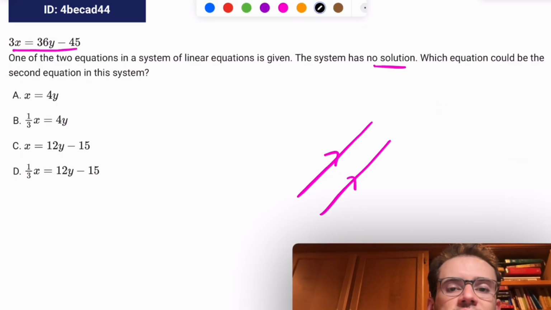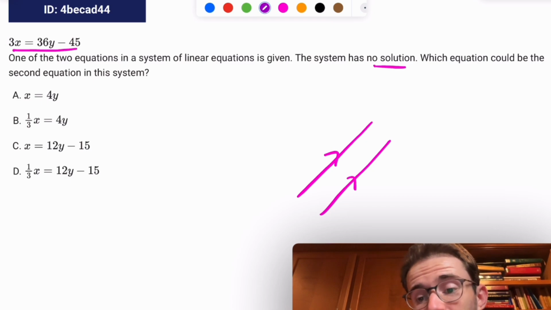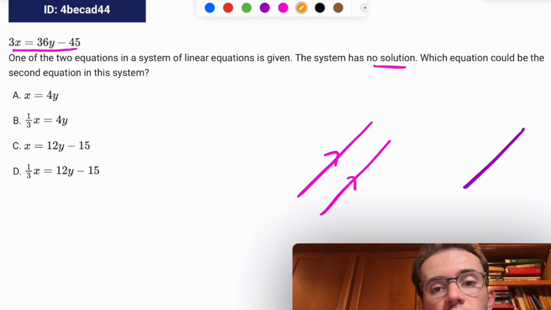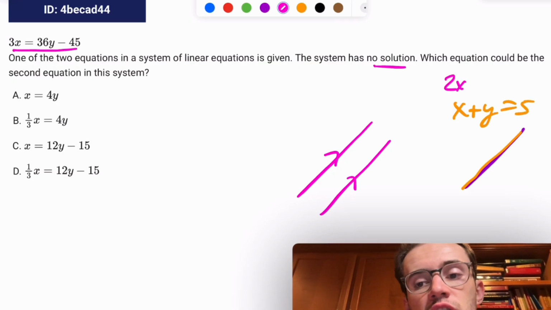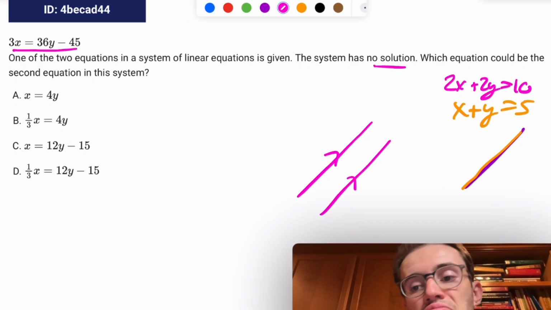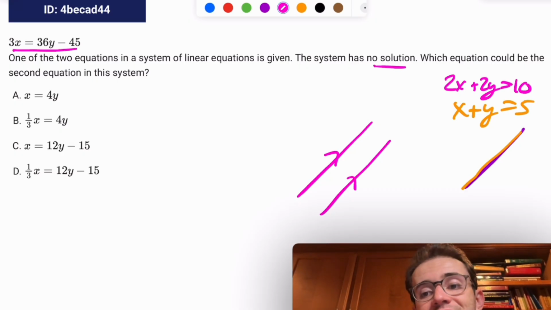You also have instances where you get the same line twice, and sometimes it's written in a way that it looks like it's two different lines. So say like x plus y equals 5, and then if you double all the terms of the left side and all the terms of the right side, 2x plus 2y equals 10, for instance, right? That would still be the same line if you graph it. It appears different, but we scaled up every part of it the same.